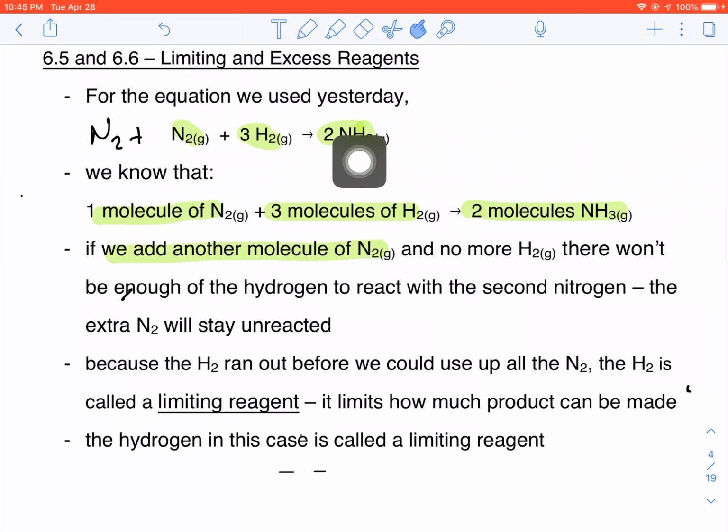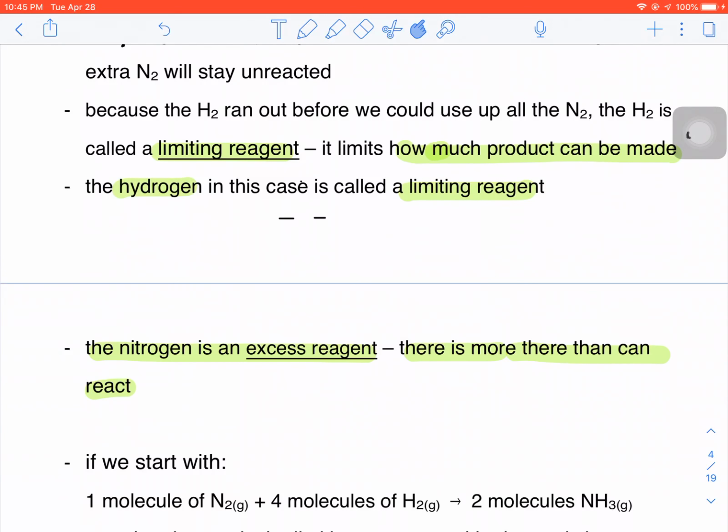Right? They're the ones that were important because they decided how much NH3 I could make. I could add another N2 and another N2 and another N2, but if I've only got 3 H2s, I can only make 2 NH3s. So the one that's going to run out sets the limit. It's called the limiting reagent, and it's the one that decides how much product can be made, because it's going to run out. So in this case, hydrogen is the limiting reagent, and with all that extra nitrogen in my system, nitrogen is the excess reagent.